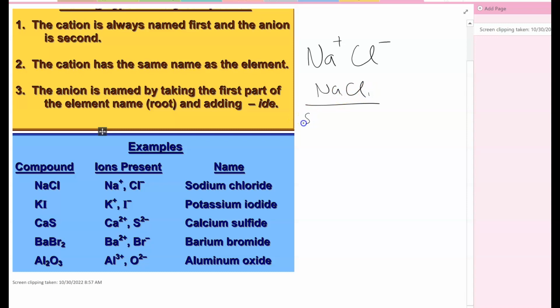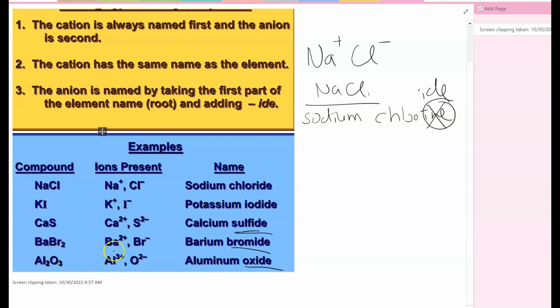So how are we naming them? We're always starting with the positive. That's always getting its regular name. And then chlorine, which is your second one, is going to change its ending and become chloride. Same thing with all the other ones. So if it was iodine, it becomes iodide. Sulfur, as you can see here, becomes sulfide, bromide, oxide, nitride, right? So they all are going to drop the ending and form IDE.